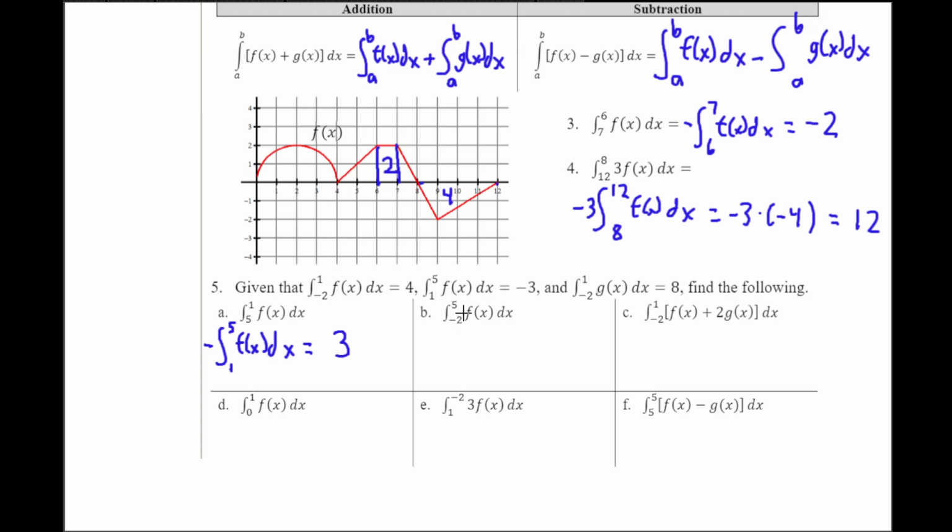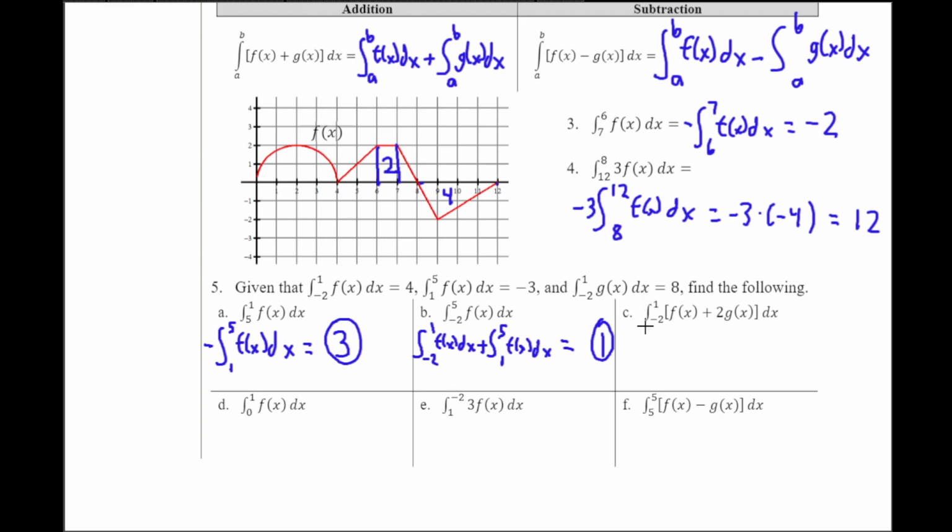Next is the integral from negative 2 to 5 of f of x dx. So we can take that as the integral from negative 2 to 1 of f of x dx plus the integral from 1 to 5. And that is 4 plus negative 3, which gives you a 1. Circle that answer there.